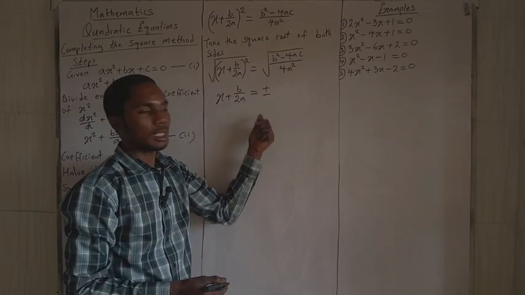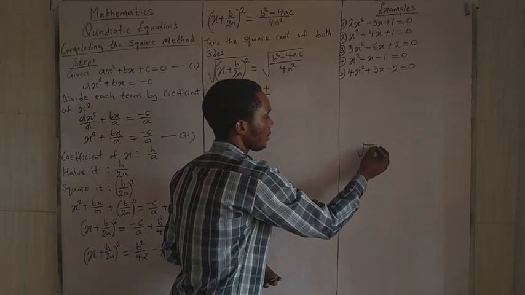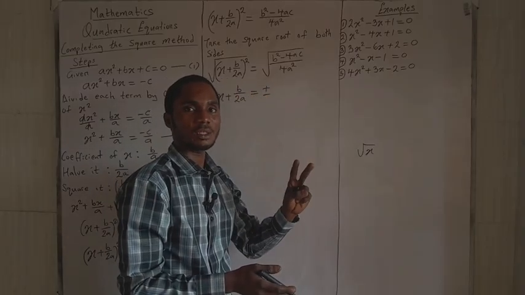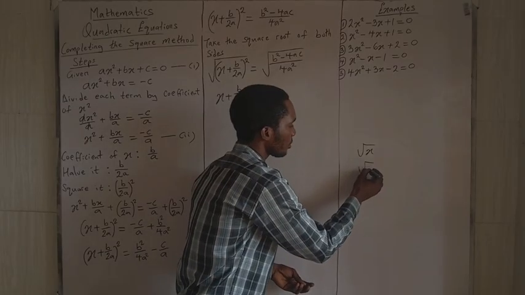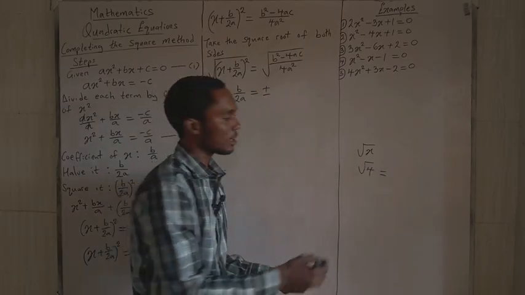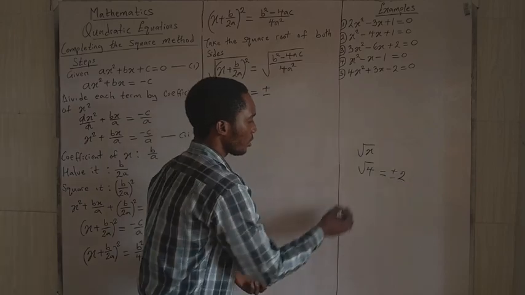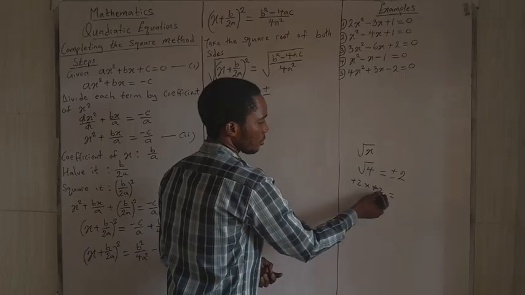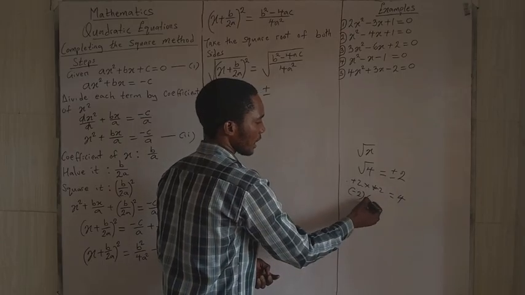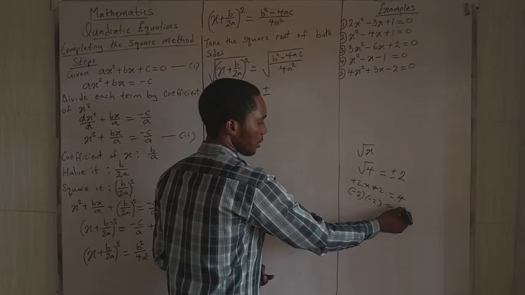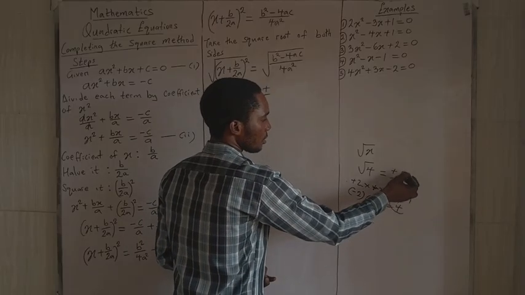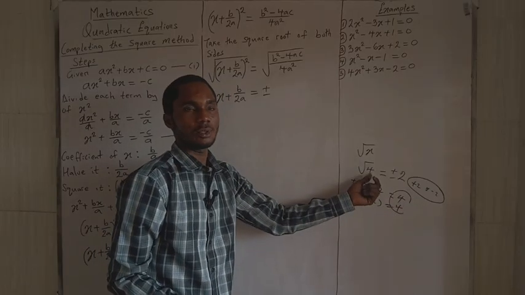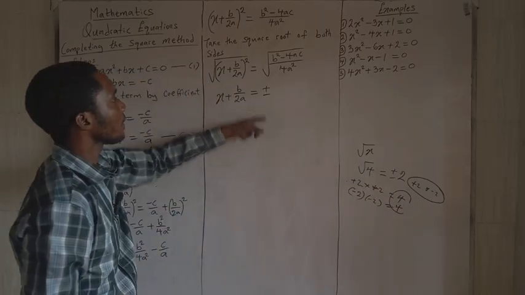Why do we have plus or minus? It's because the root of any number is positive and negative. We have two answers with the root of any number. For example, the square root of 4 is plus or minus 2, because plus 2 times plus 2, plus times plus, is plus 4, and minus 2 times minus 2, minus times minus, is plus 4. The square of plus 2 and minus 2 give us 4. So that's why we have plus or minus here.